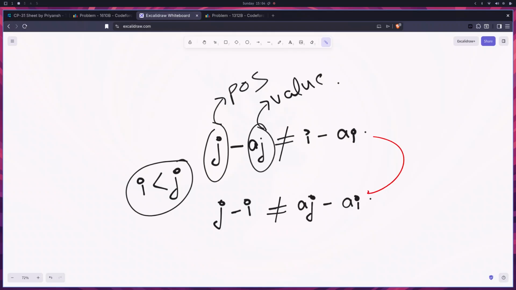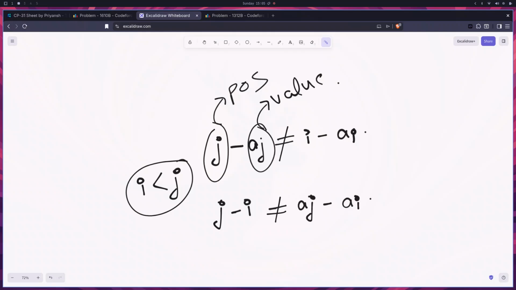So if we rephrase this, because at one side of the inequality there are two variables, position and value, we need to make it simpler. We'll combine all the positions on one side and all the values on the other side. On reordering, it becomes j minus i should not be equal to a of j minus a of i. That is, the difference of two positions should not be equal to the difference of values at those two positions. This condition should hold for all different pairs of j and i.